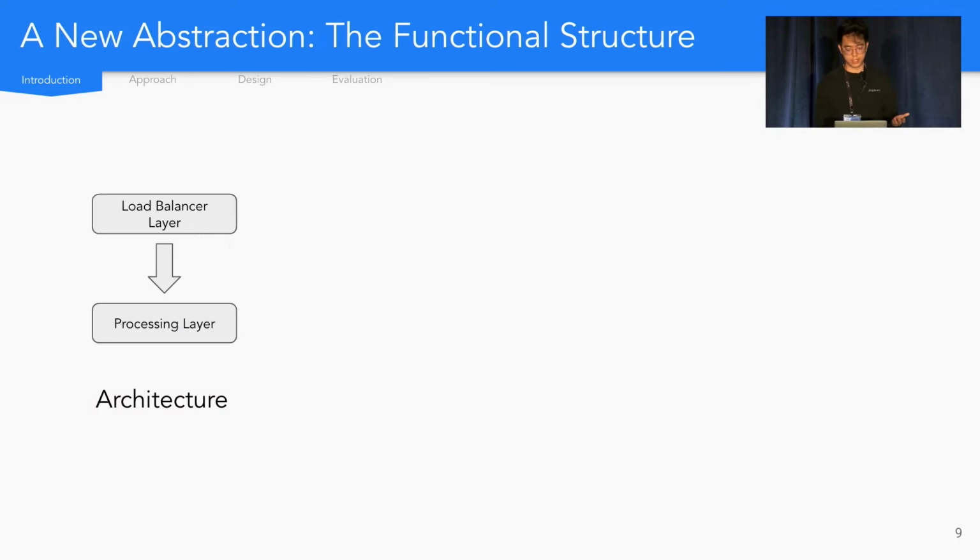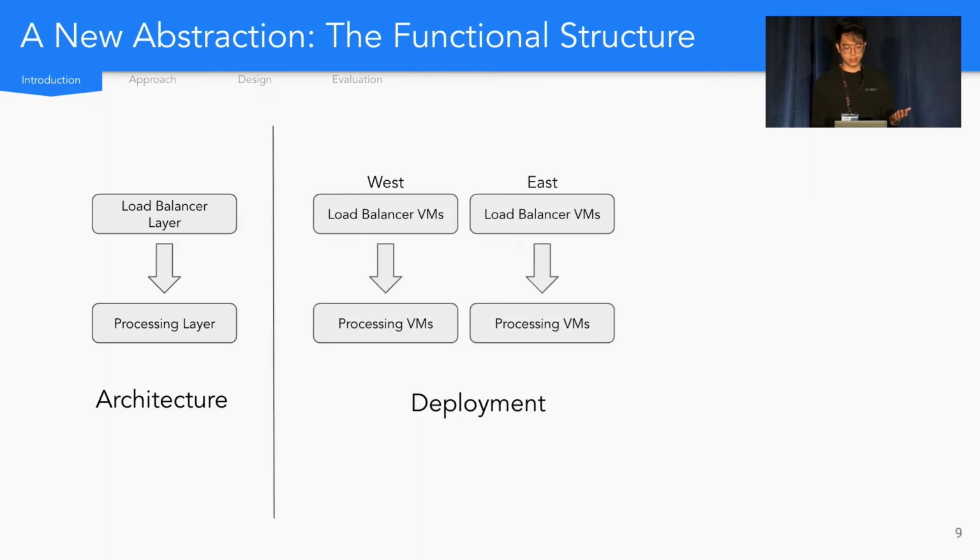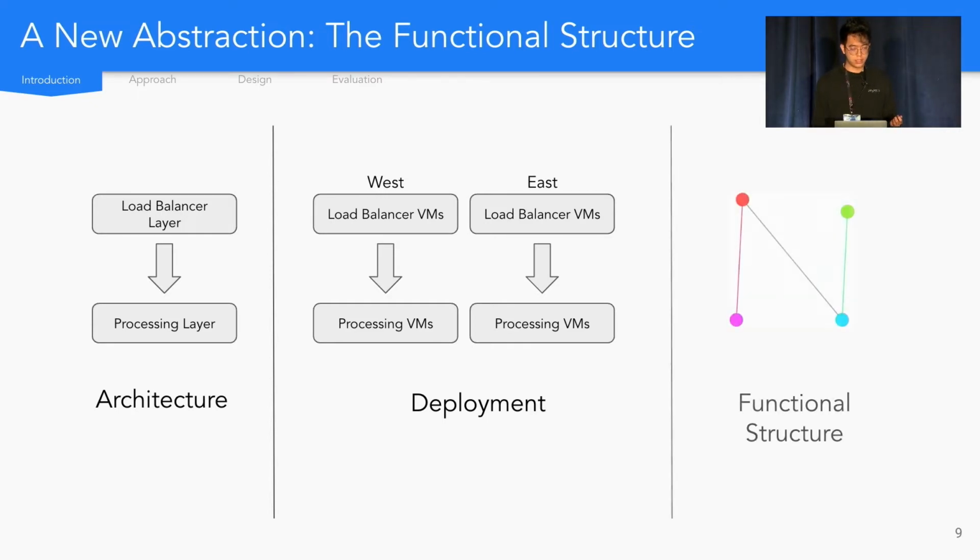Let's take a simple project to understand what the functional structure is. The architecture of this project contains two layers, a load balancing layer and a processing layer. The actual deployment of the service contains VMs in the west and in the east. Within each region, the load balancer will direct traffic to the processing VMs. The load balancer might also decide to direct traffic to the other region when the local processing nodes are running at full capacity. In this case, the functional structure will look like this.